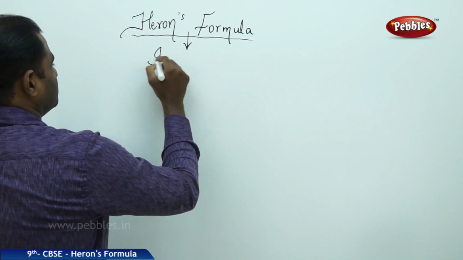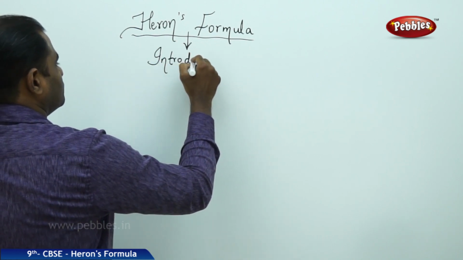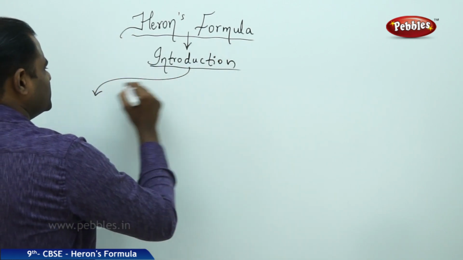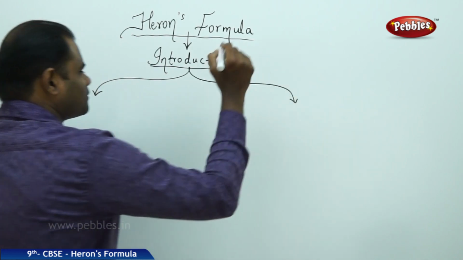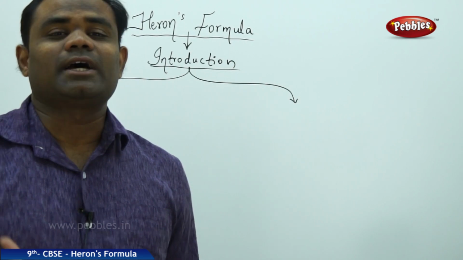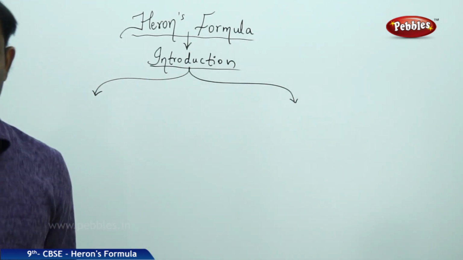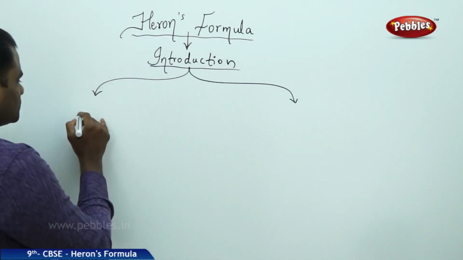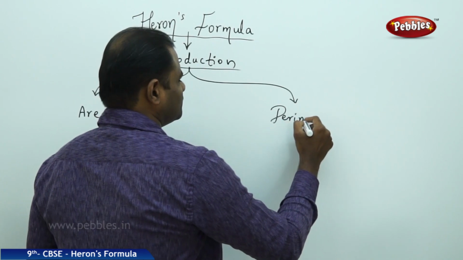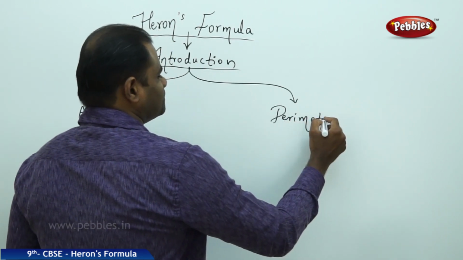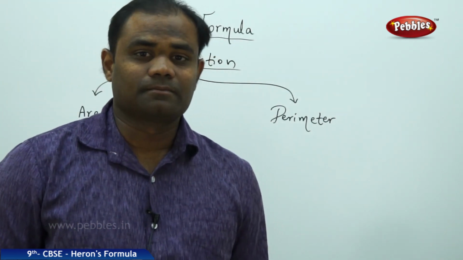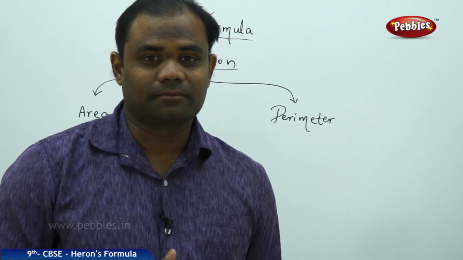There are two important things we discuss when it comes to a geometrical figure. Any geometrical figure we first identify in the planar region with two important concepts. One is the area and the other is the perimeter. So what is area and what is perimeter is what we are going to discuss in this session.